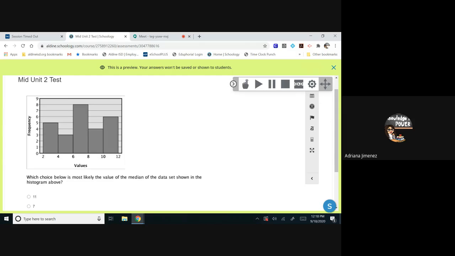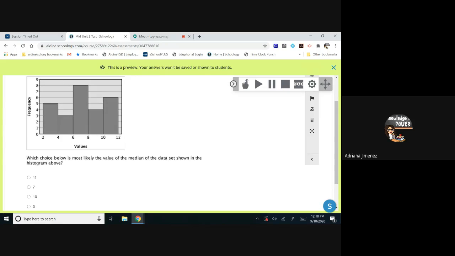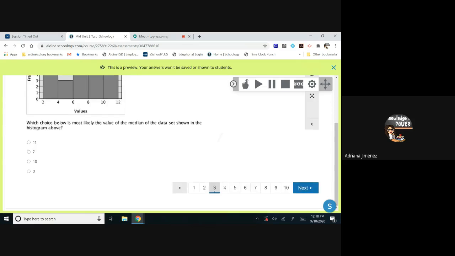Which choice below is most likely the value of the median of the data set shown in the histogram above? Remember, the median is the middle number. So 4, 6, there's 6 and 8. What's the number between 6 and 8? That would be your median.